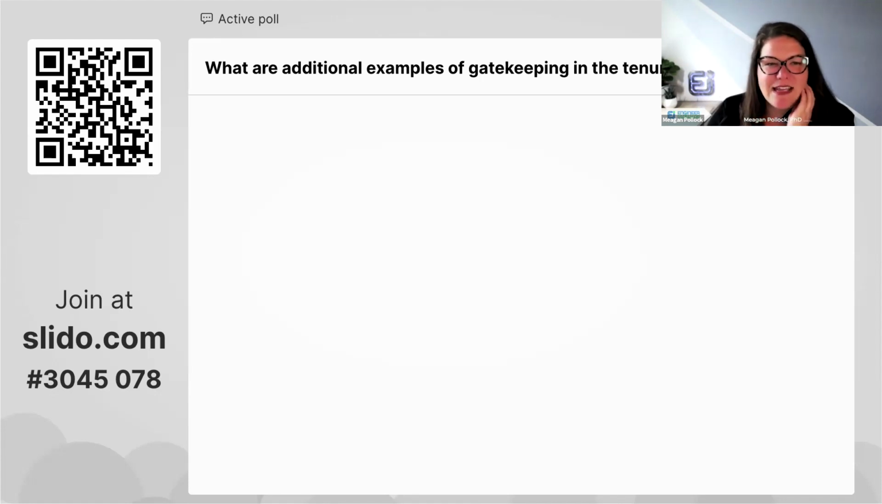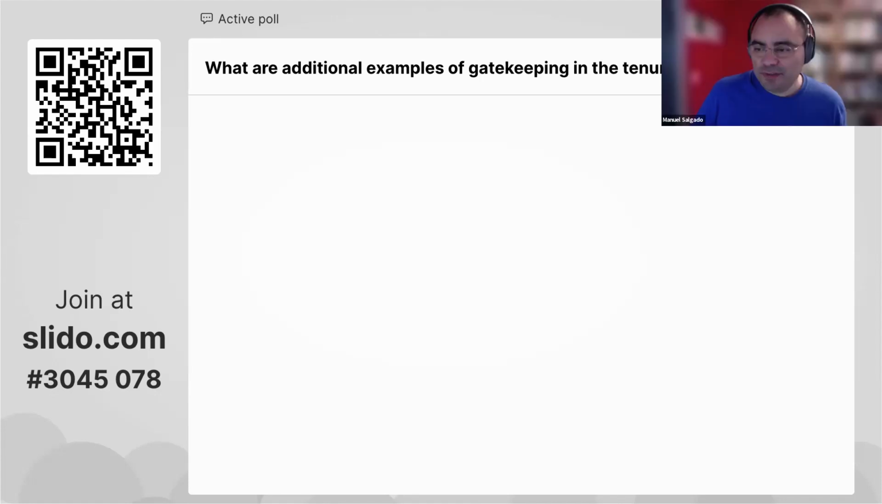Anything else that you're thinking of? I put in the chat language. Specifically, I'm referring to if someone has a foreign accent of some kind, and they are evaluated less or lesser because of it. There's this inclination that we should all speak the same quote unquote formal English. And I think that's a way to gatekeep.